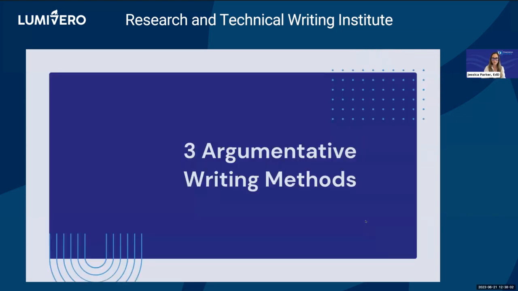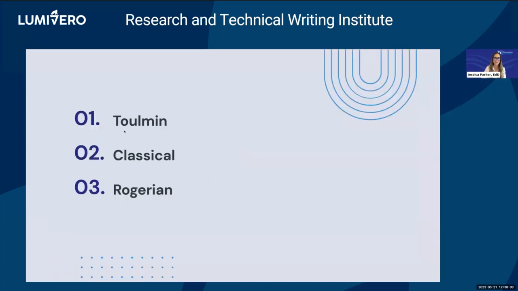Okay, so all of this comes together for these different argumentative writing methods. I'm going to present three to you today: the Toulmin, the classical, and the Rogerian argumentative writing methods. And I'm going to share examples with you. We won't have time to go through those examples together, but if one of these really speaks to you, then you can go through the example on your own and do some further research into it.